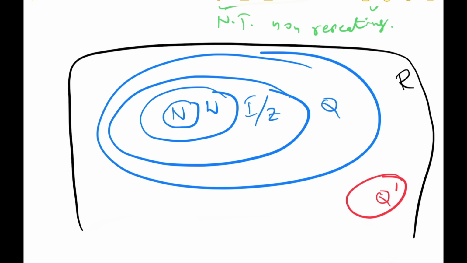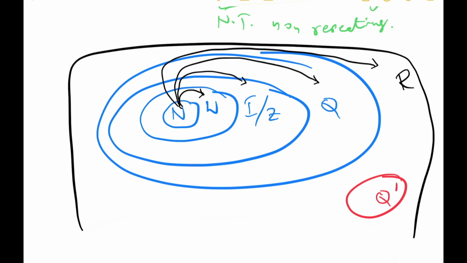If any question is asked in the exam from smaller circle to bigger circle, it is always a true statement. For example, is every natural number a whole number? Yes. Is every natural number an integer? Yes. Is every natural number a rational number? Yes. Is every natural number a real number? Yes. Is every whole number an integer? Yes. Is every whole number a rational number? Yes. Is every whole number a real number? Yes. Is every integer a rational number? Yes. Is every integer a real number? Yes.